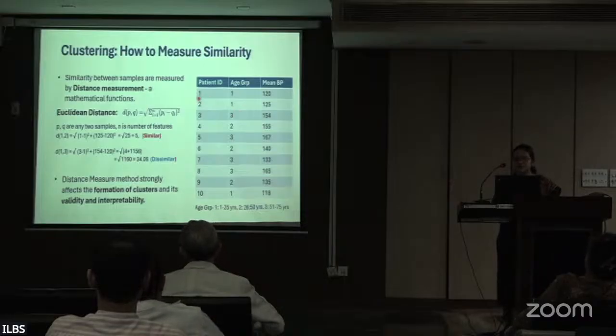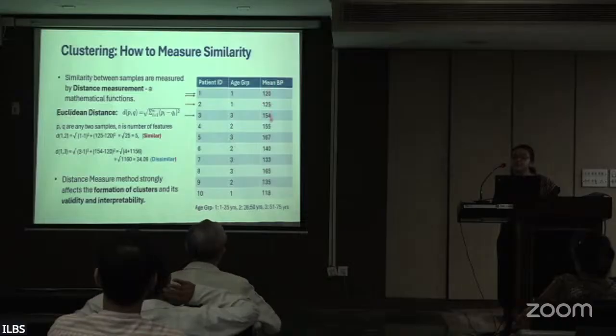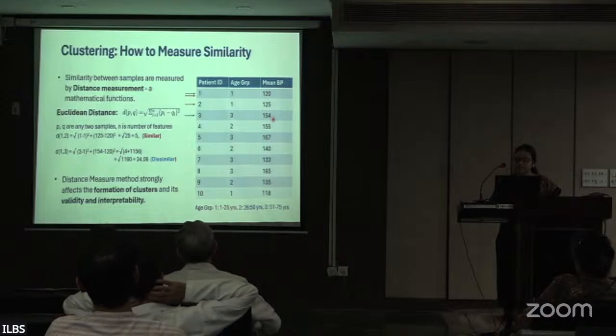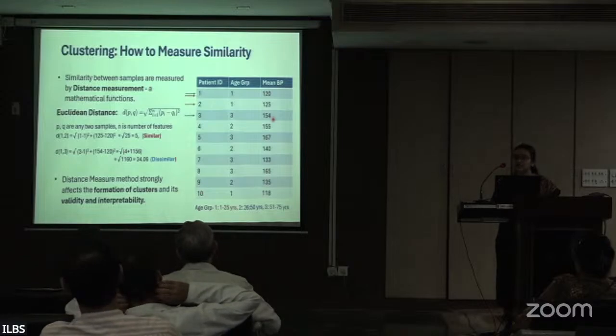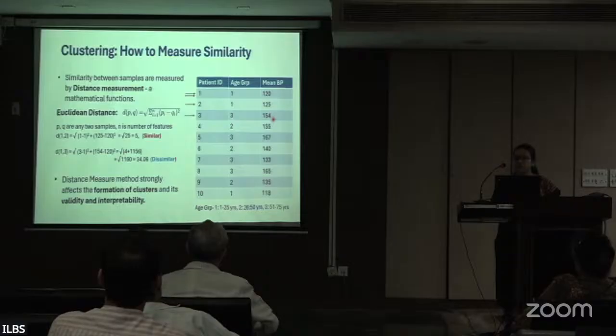For example, if we have samples 1 and 2, with mean BP, and both are in age group 1, these are very similar. If we look at 1 and 3, the age group is different and the mean BP is also quite different. So intuitively we can tell these are not very similar. This intuition, what we can see and understand, is calculated mathematically for the whole set of samples.